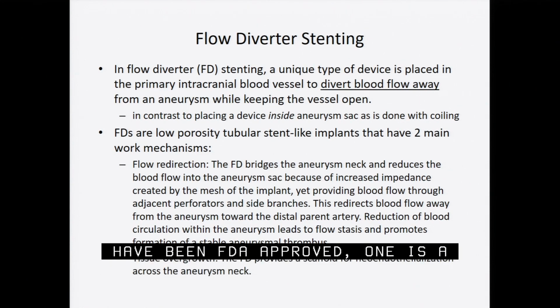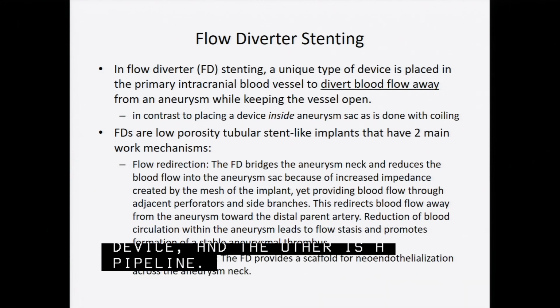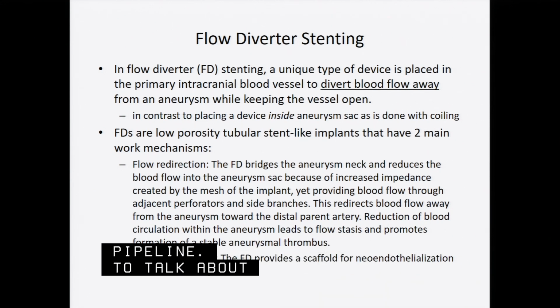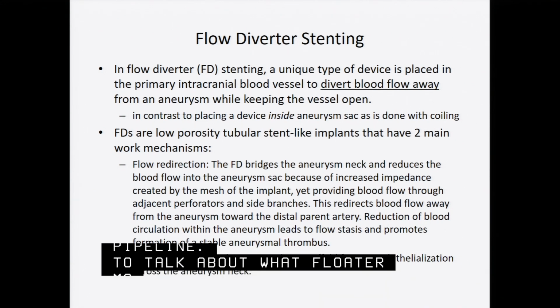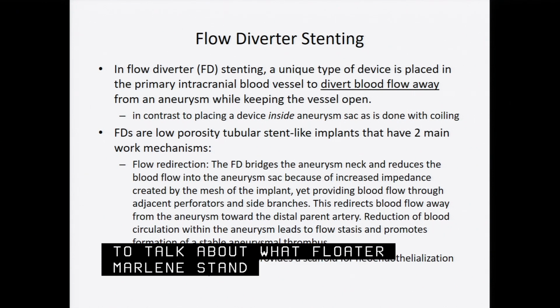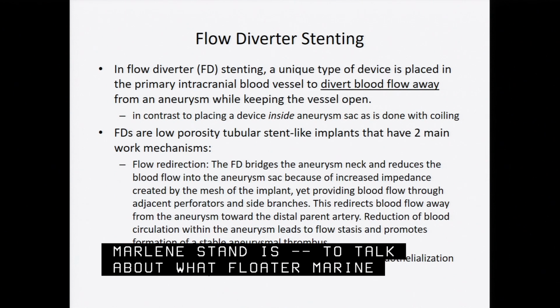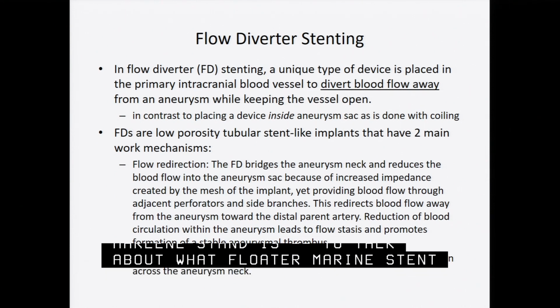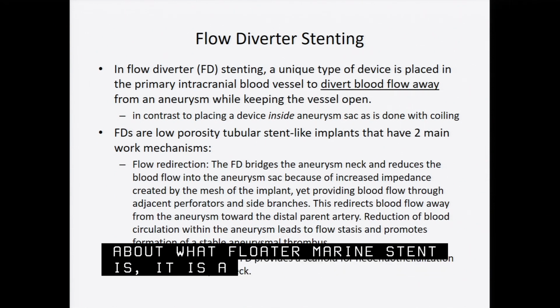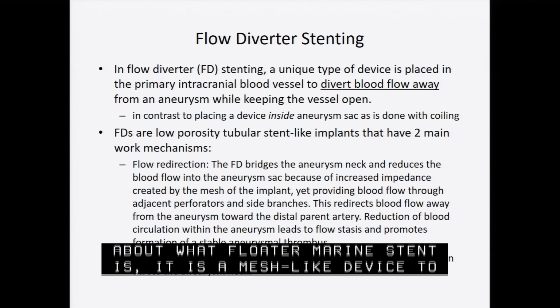So to talk about what flow diverting stenting is, actually the word stent is probably a misnomer when you talk about a flow diverter. We think of stents as things that are opening things up, but this is actually a mesh-like device, a low porosity tubular mesh type stent that goes through the artery in the brain and across the neck of the aneurysm. We'll have a schematic here.